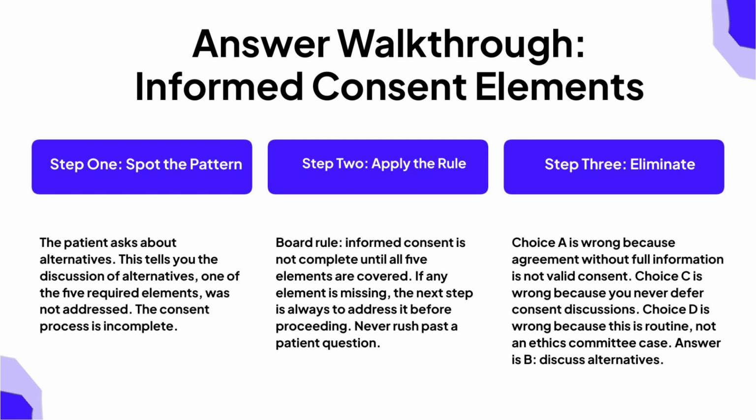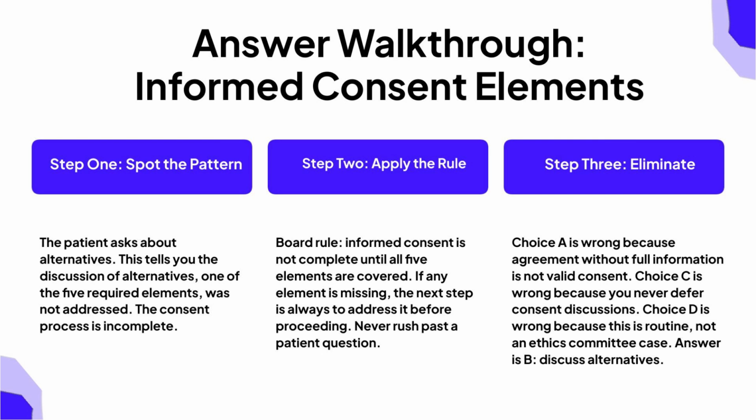Step 1. Spot the pattern. The patient is asking about alternatives. That is your red flag. It tells you that the discussion of alternatives, which is one of the 5 required elements of informed consent, was never addressed. Step 2. Apply the rule.